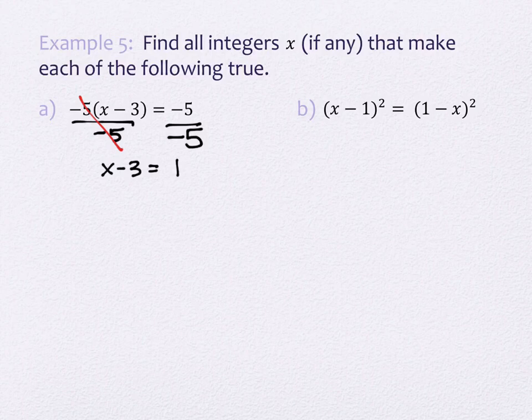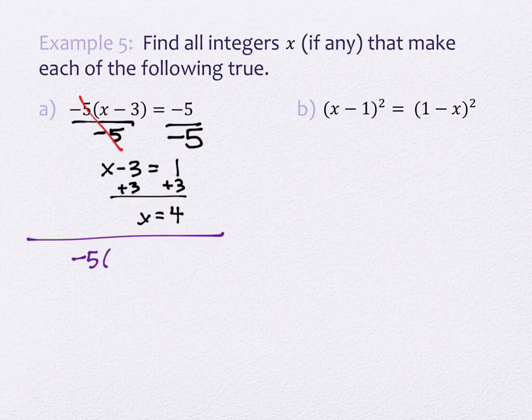What might you do next? Add 3. And you would find that x is equal to 4, right? Okay, so let's sort of change it up. If I didn't divide by 5, what might I do? Yeah, I might distribute. That would be a good place to start as well.